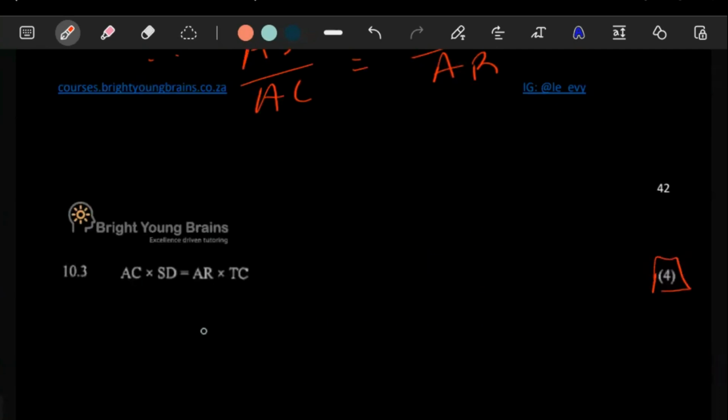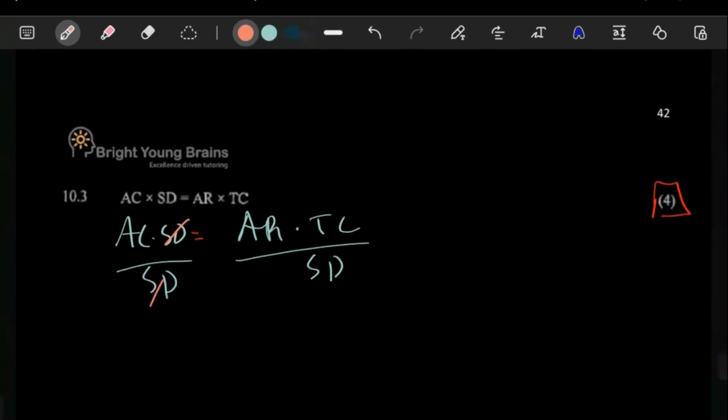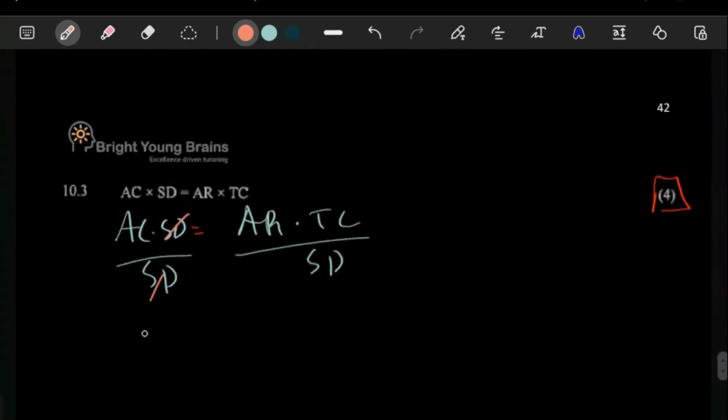We need to prove this. So obviously proving something like this, the one thing that I normally try to do is, since this is already multiplied together, let's try and have it as a ratio because it's easier to see what's going on. You can start off by dividing both sides by SD. You're going to have AR, TC, SD. We just chose any random one. Doesn't matter which one you started with.